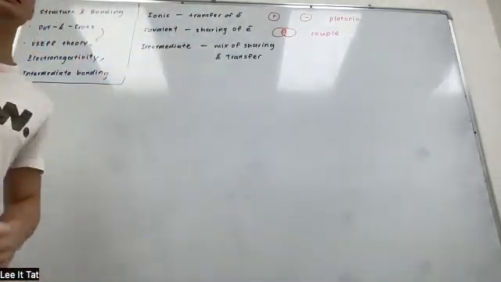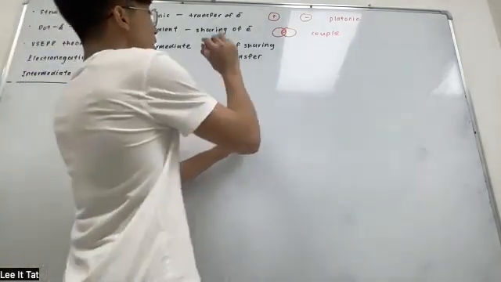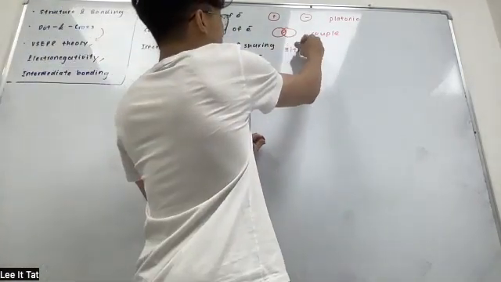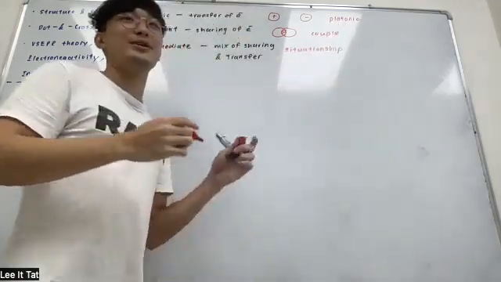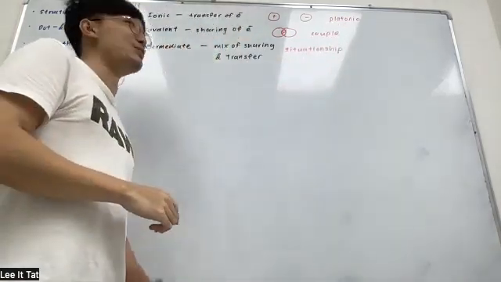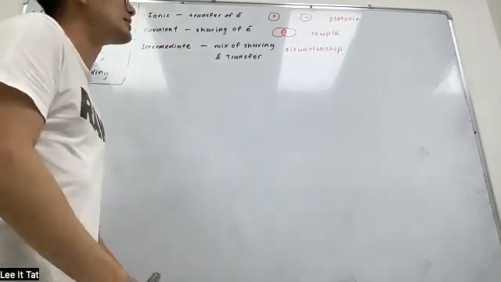Then what on earth is an intermediate bond? Intermediate bonding is kind of like a situationship. Have you ever seen this word before? You all know what this word means? I didn't know what this word means until recently. But basically what it means is this.